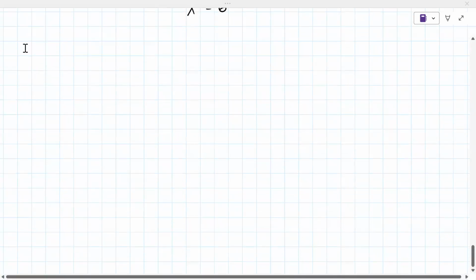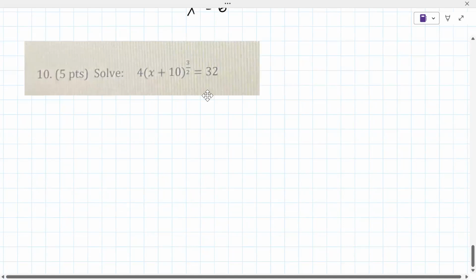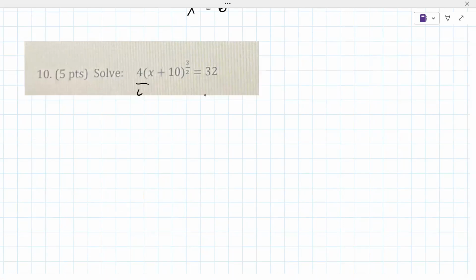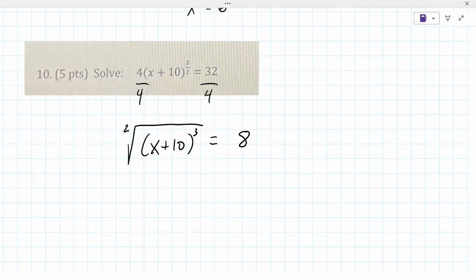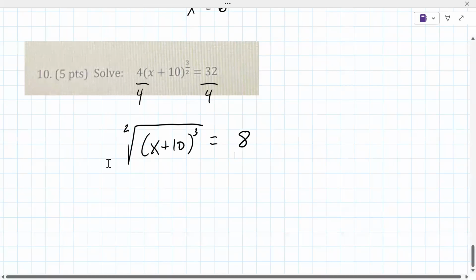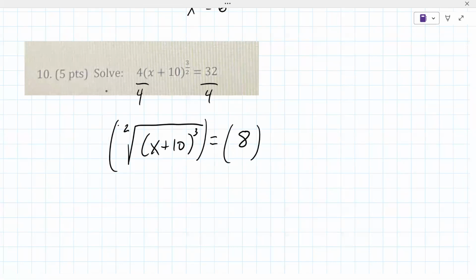All right, number 10. Okay, so this one's really similar in a lot of ways. We're going to divide by 4. So that's x plus 10 to the 3/2 power. Now, what that really is, it's the square root of this thing cubed equals 8. 32 divided by 4 is 8. How do we undo a square root? You would multiply on both sides. What power? What's the exponent? 2. Very good.